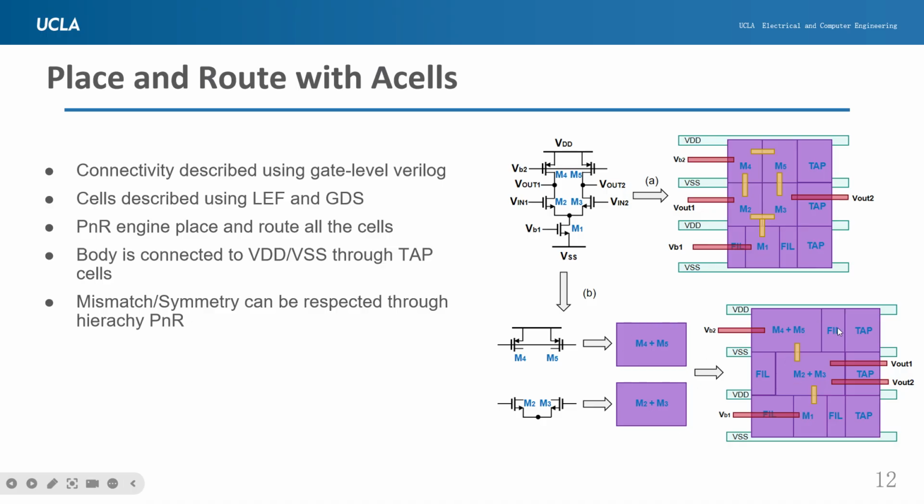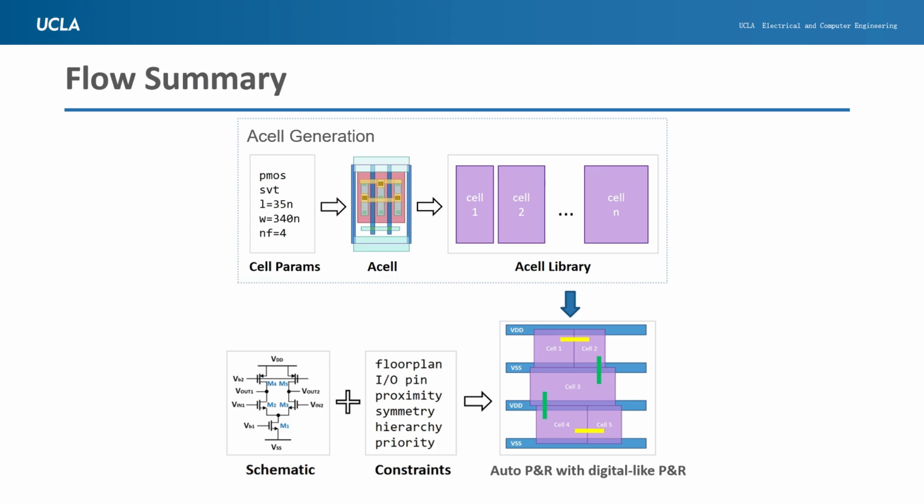The rest of the placements, such as adding filler cells, adding tap cells, adding the I/O ports, are essentially the same as the previous one. So just a brief summary of our proposed flow. The proposed flow has 2 parts. The first part is generating A cells of various sizes, MOS types, and threshold voltages, and they form a library. And then the second part is handled with the digital APR tool, where the APR engine will automatically place and route based on the gate level Verilog describing the connectivity of the schematic.